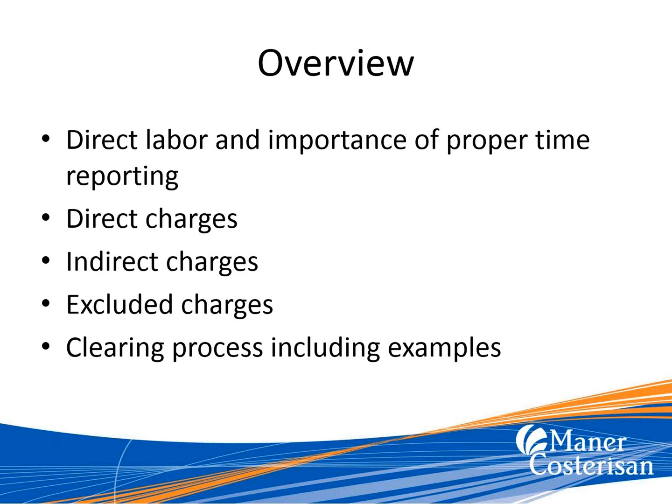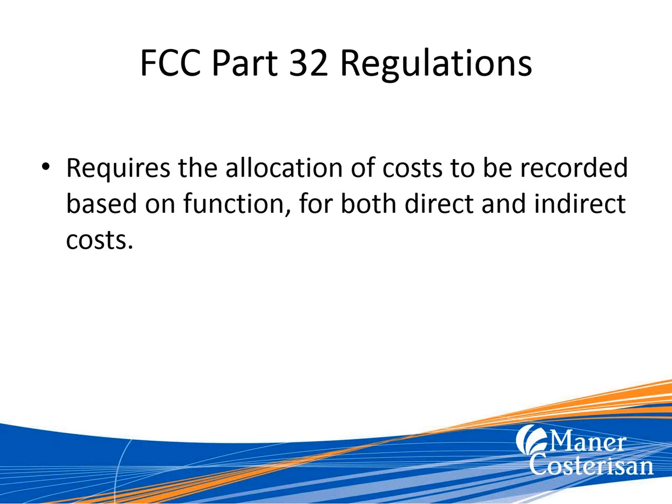Per FCC Part 32 regulation, costs are to be allocated and recorded based on their function. This includes both direct and indirect costs. Direct and indirect charge labor and benefits are included in these costs, which are also required to be allocated by function. So our focus today will be on these direct and indirect charge labor and benefits and the allocation process.